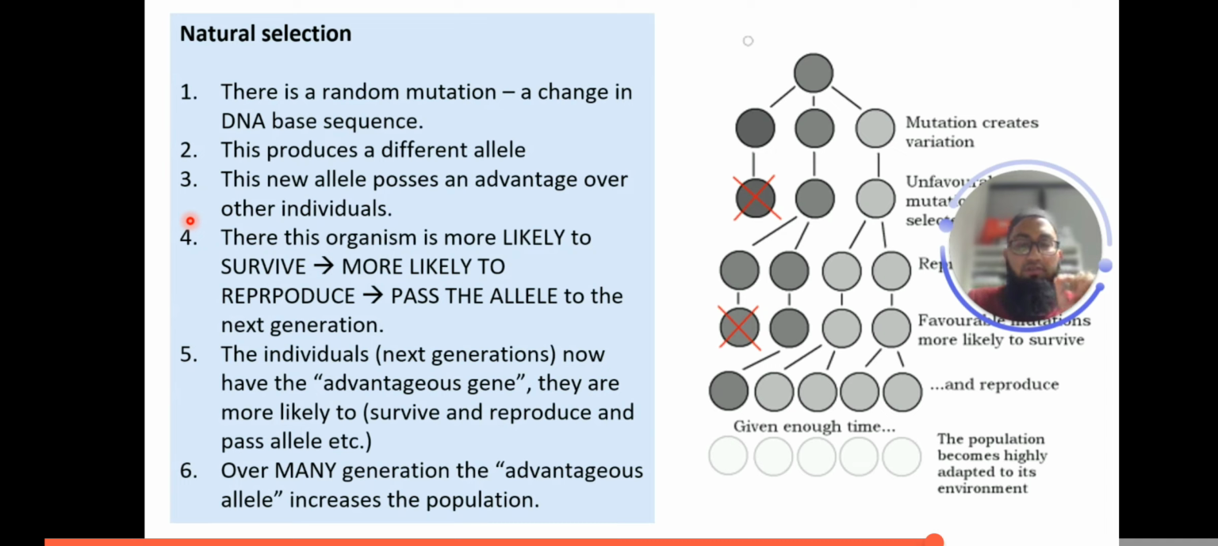Number four, a lot of students lose the mark. You need to memorize this. Number five, these new individuals now have the advantageous gene given by their parent, and they are now more likely to survive, to reproduce, and pass their gene to their children, to the next generation. Over time, over many generations, what happens? The advantageous gene increases in that population, because they are producing more children, because they can survive. And the other gene, which did not have the mutation, dies out because those organisms are not likely to survive.